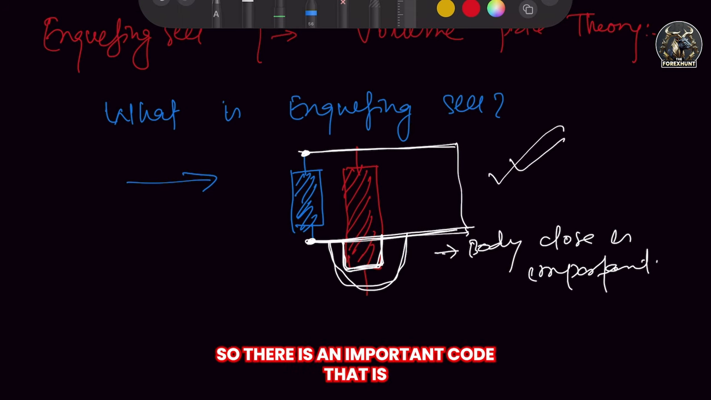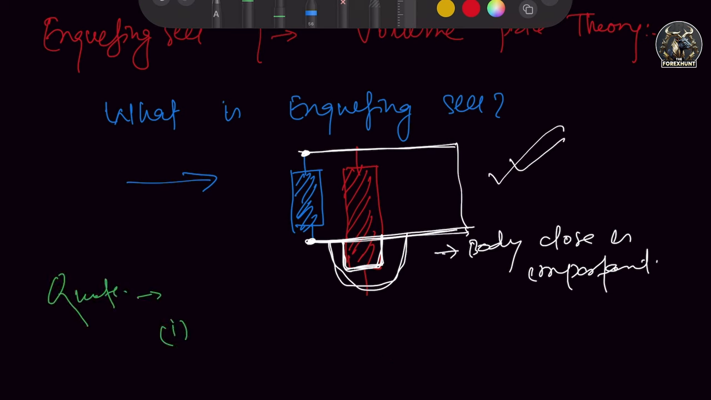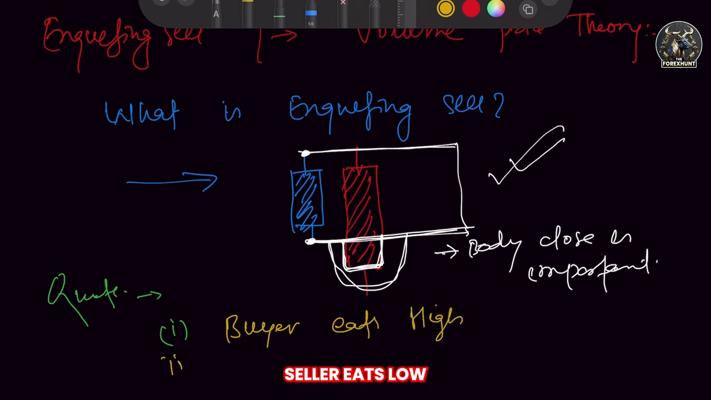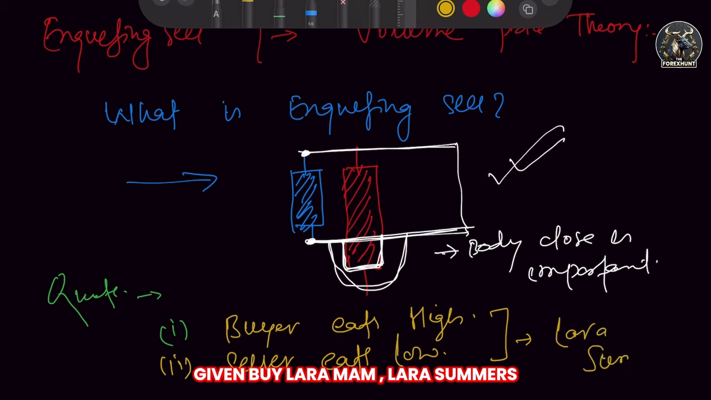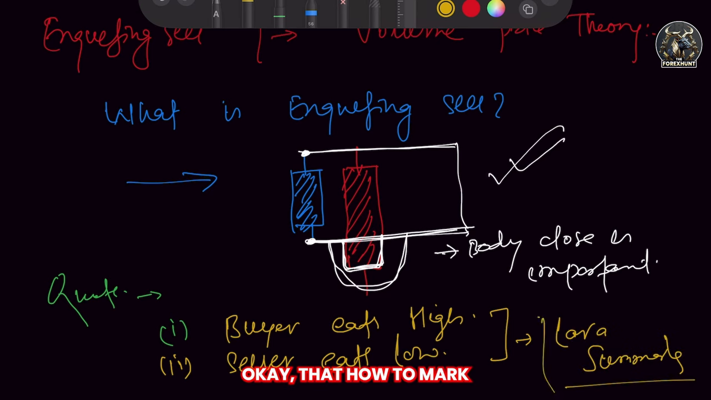So there is an important quote: buyer eats high, seller eats low. This is a very important quote that is used in engulfing theory, that buyer eats high and seller eats low. This was given by Lara ma'am, Lara Summers. Okay, that is how to mark engulfing buy and engulfing sell.